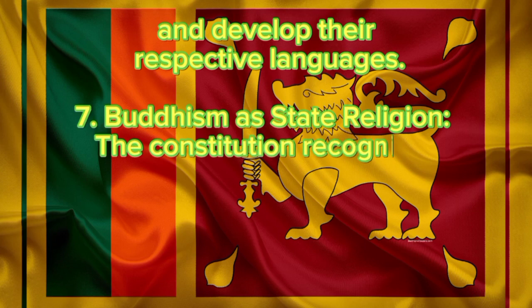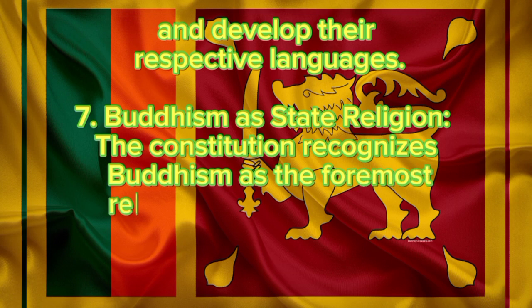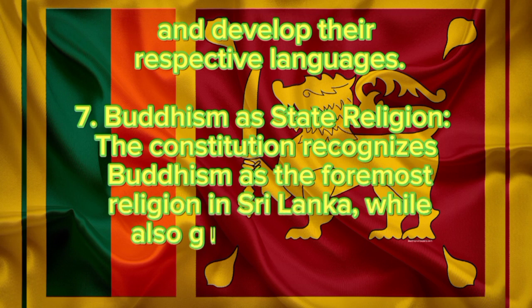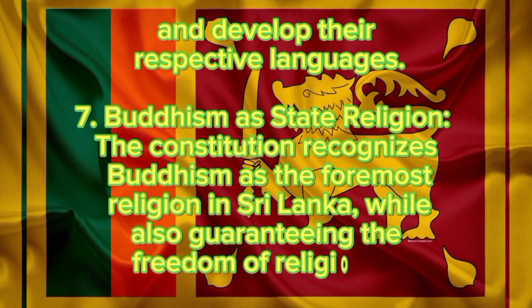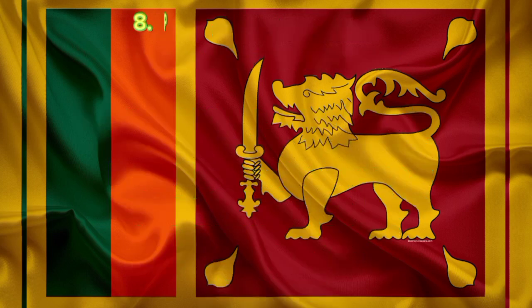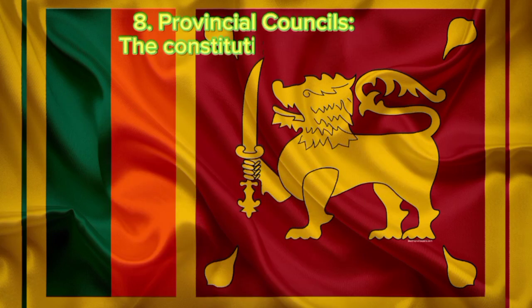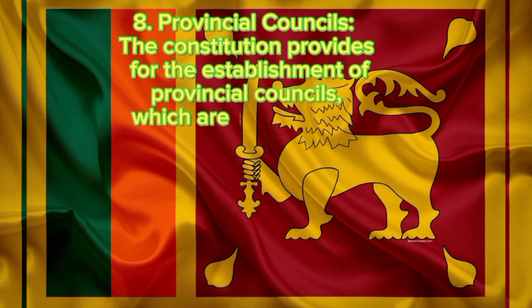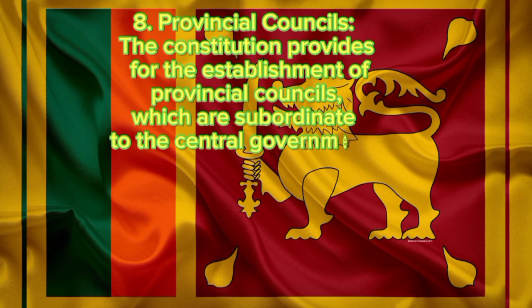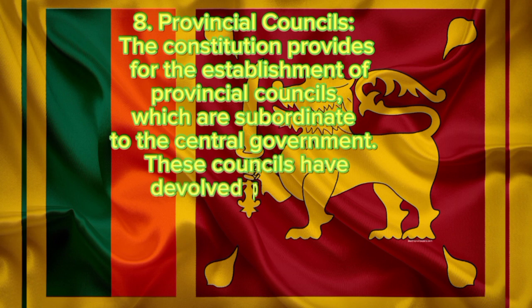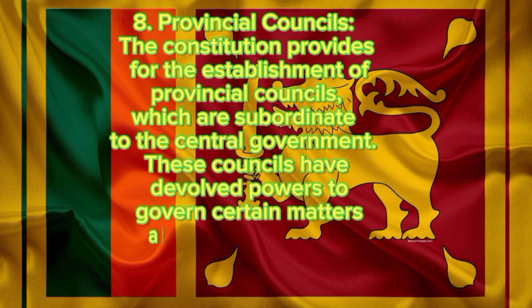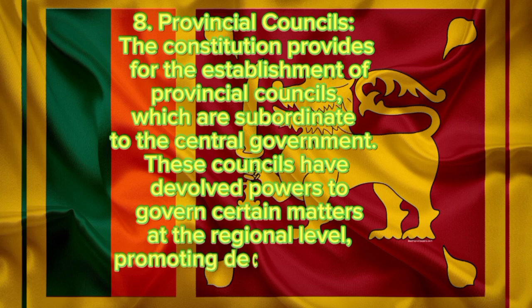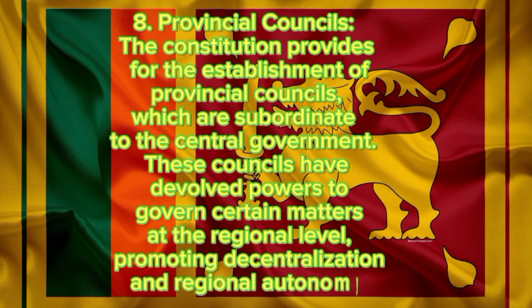The Constitution recognizes Buddhism as the foremost religion in Sri Lanka, while also guaranteeing the freedom of religion to all citizens. 8. Provincial Councils. The Constitution provides for the establishment of provincial councils, which are subordinate to the central government. These councils have devolved powers to govern certain matters at the regional level, promoting decentralization and regional autonomy.